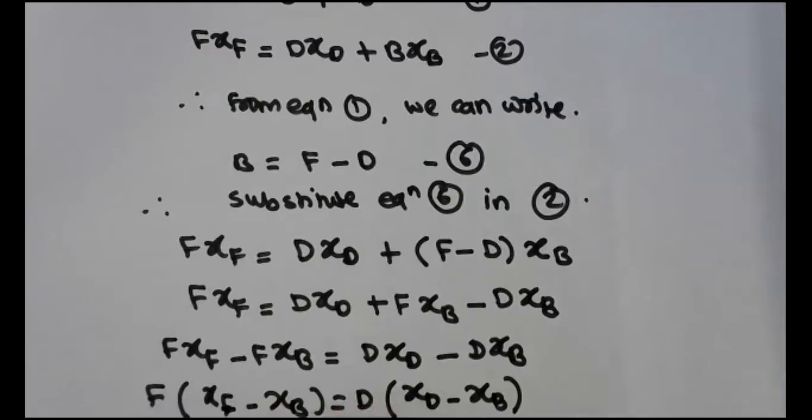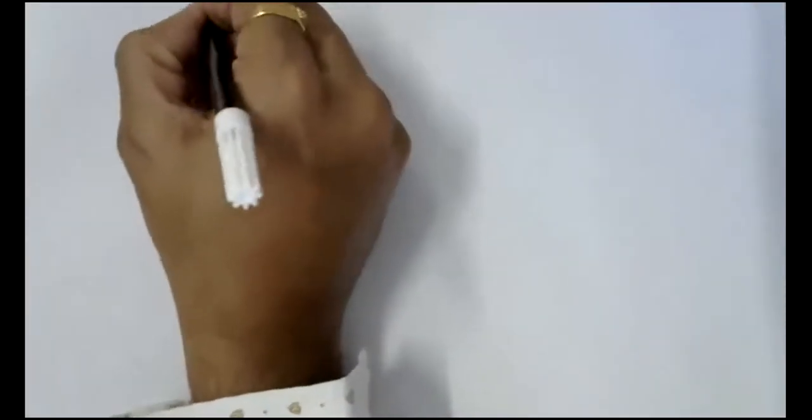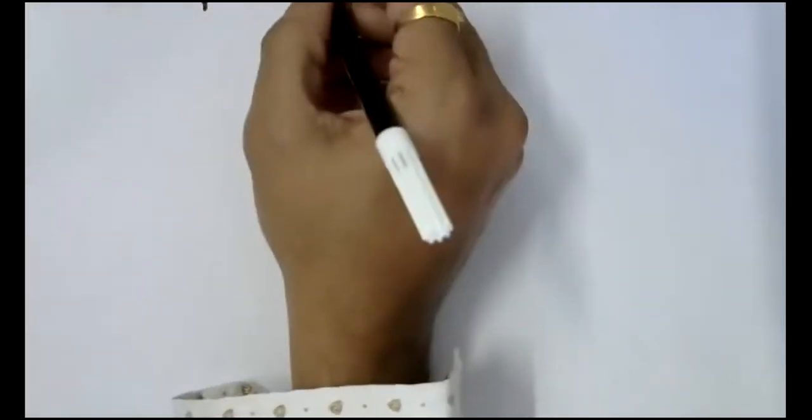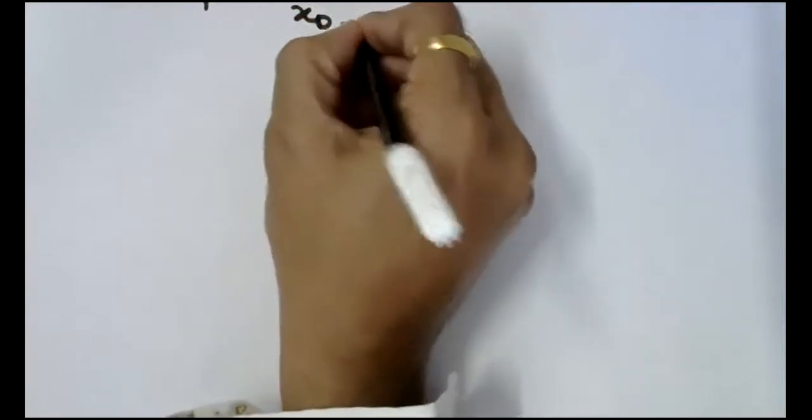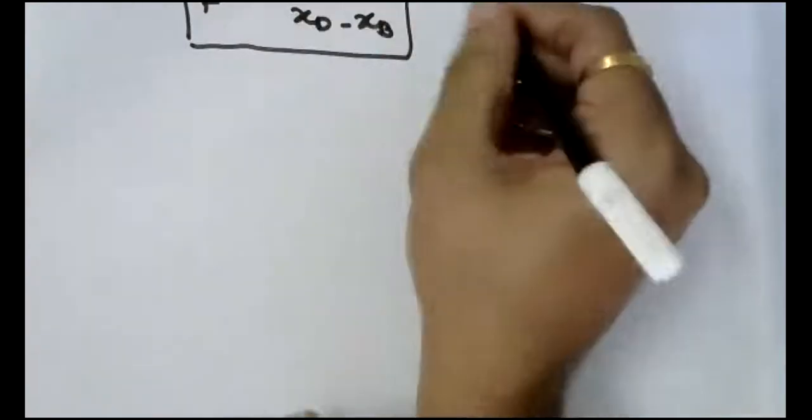So if you take this F to this side, D by F will be equal to (xF − xB) divided by (xD − xB). Therefore, I can write D upon F is equal to (xF − xB) divided by (xD − xB). This is equation number 7.